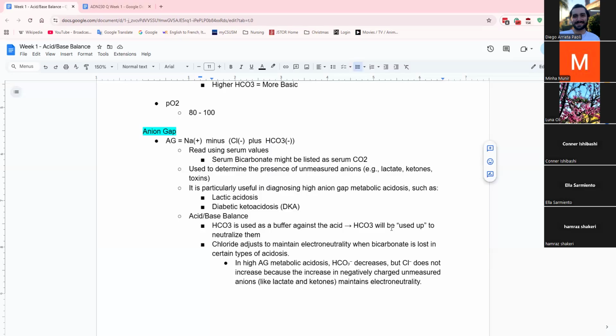Or somebody that is unable to control their sugar levels, unable to manage their insulin, such as a type 1 diabetic, will have a buildup of ketones, which are negatively charged and therefore will represent itself by having a high anion gap.